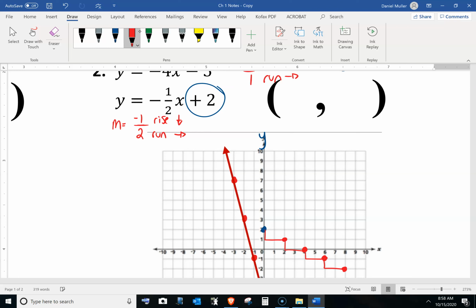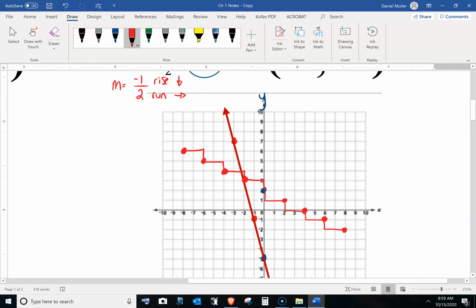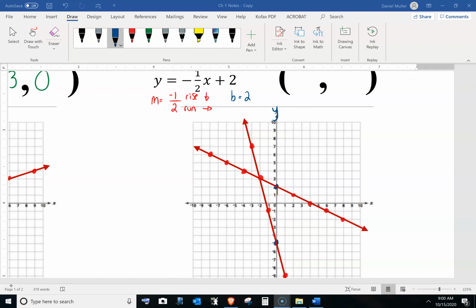Now let's go backwards. Go up 1, 2 to the left. Oh, look, there's where we cross. Up 1, 2 to the left. Up 1, 2 to the left. Up 1, 2 to the left. That should be good. So let me just now connect these dots. Okay, so we do have a point of intersection.